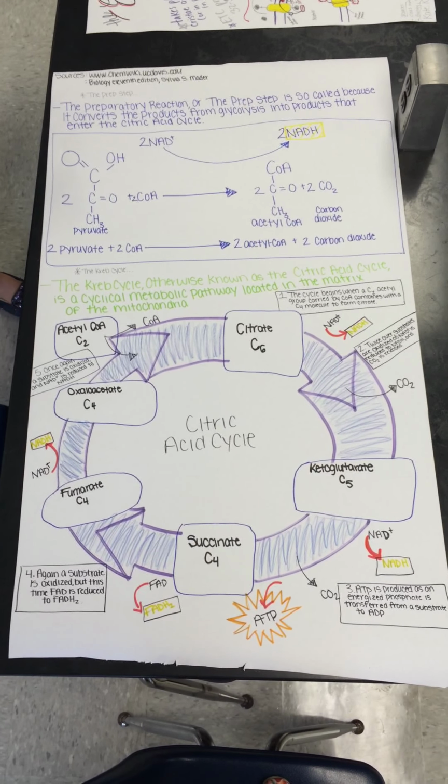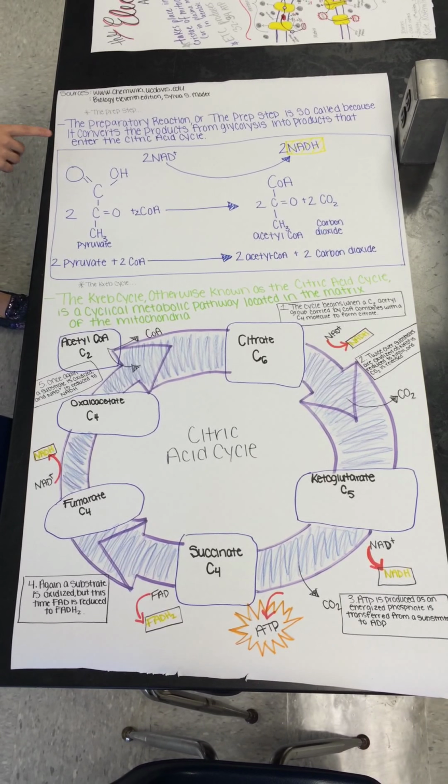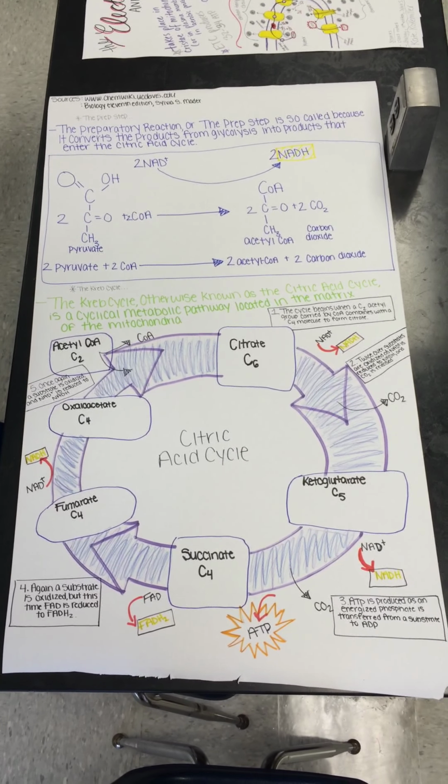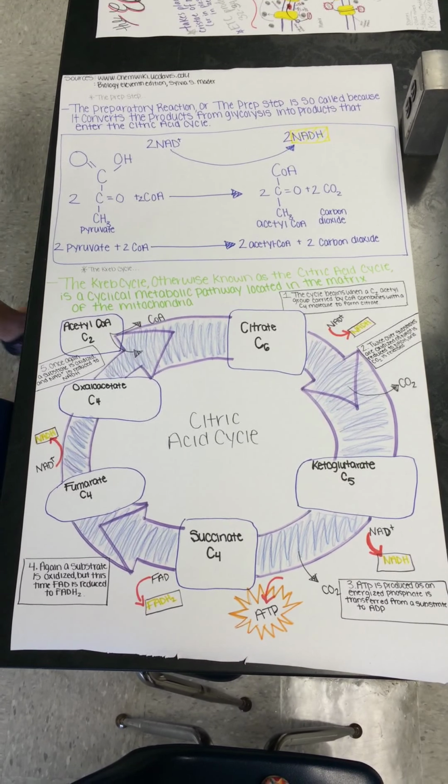So I did mine over the prep step and the Krebs cycle. The preparatory reaction, or the prep step, is so called because it converts the products from glycolysis into products that enter the citric acid cycle.